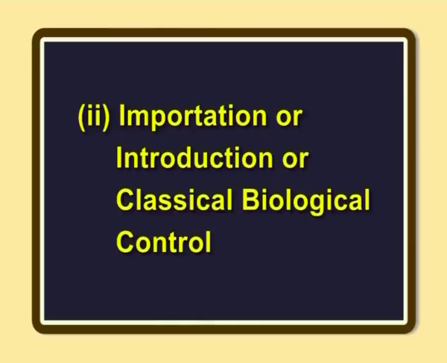Number 2, importation or introduction, or classical biological control. It involves the introduction of a natural enemy into a new locality, mainly to control introduced pests or exotic pests where they did not occur or originate naturally. It is also termed classical biological control, wherein co-evolved specialist natural enemies, that is, natural enemies with very restricted hosts, are imported from the homeland of the pest in a foreign land. When these natural enemies are successfully established, they will usually continue to control the pest populations.